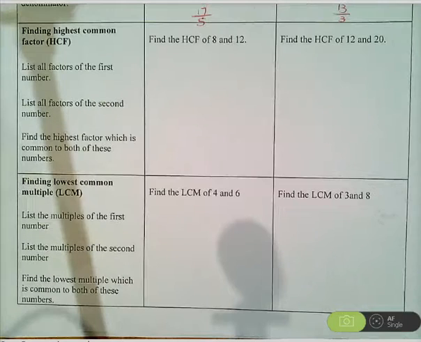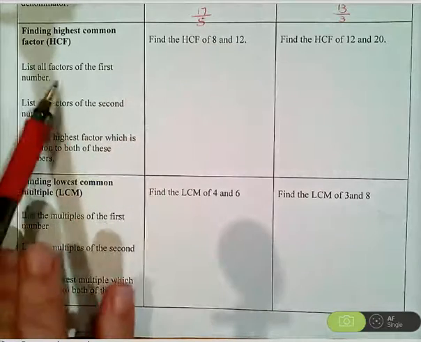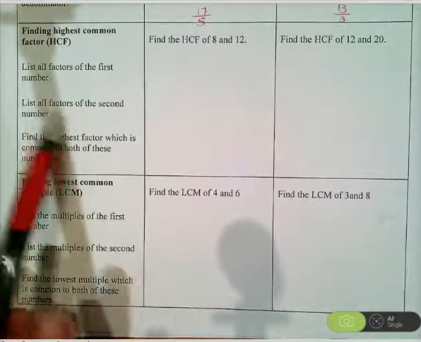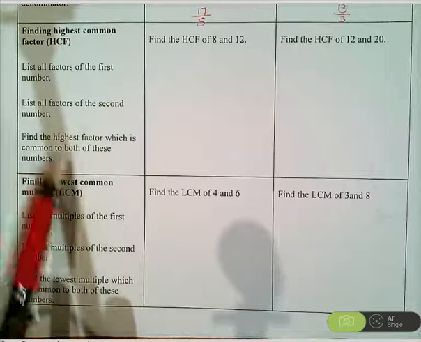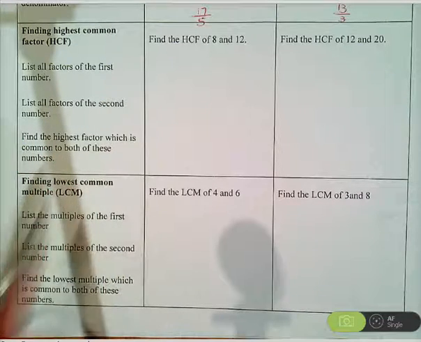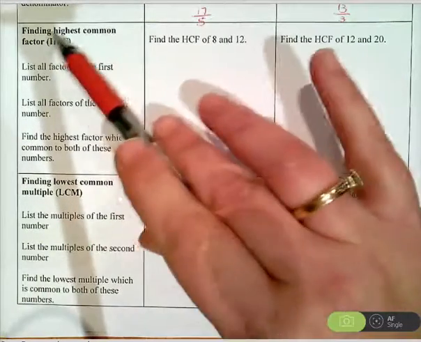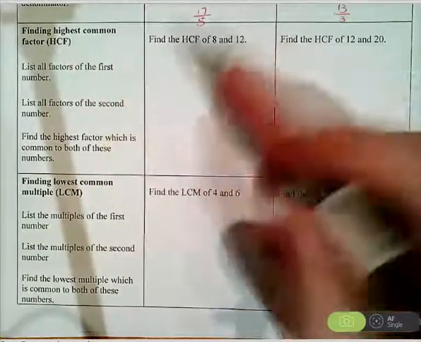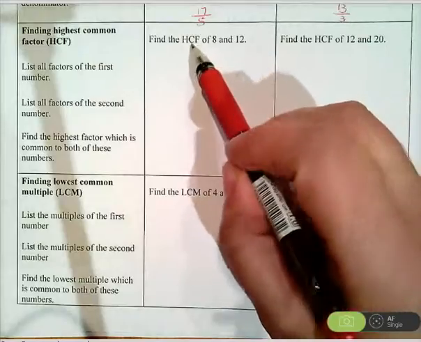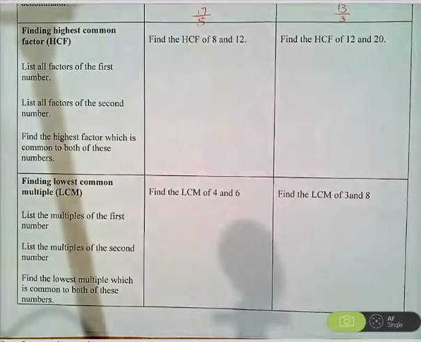Okay, now in this next question, we're finding the highest common factor of 8 and 12. Now the method for this is listed over here: list all the factors of the first number and list all the factors of the second number, and then find the highest factor which is common to both of these numbers. So when you look at highest common factor, what you should do is do it backwards. You find the factors first, then you see which ones are in common, and then you work out which one is the highest of those common factors.